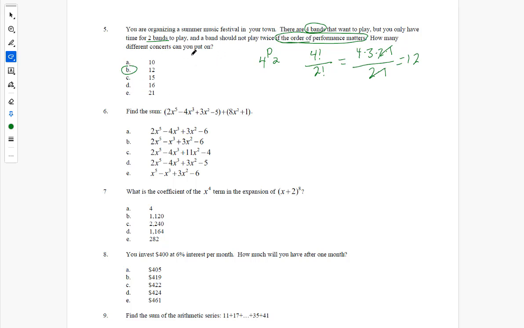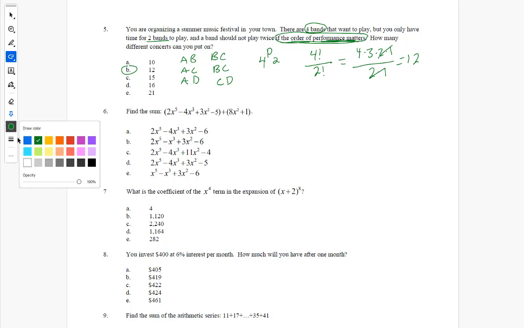Now, you actually could have done this by brute force. If you have bands A, B, C, and D, you could do band A, B, A, C, A, D, or B, C, or B, D, or C, D. Again, order of performance matters. This is 6 of them that takes in all different combinations. And if you switch them places, BA would be a different concert, CA would be a different concert, and so on. You can actually identify by brute force that there were 12 of them. Okay, so number 6, this is going to be a polynomial.